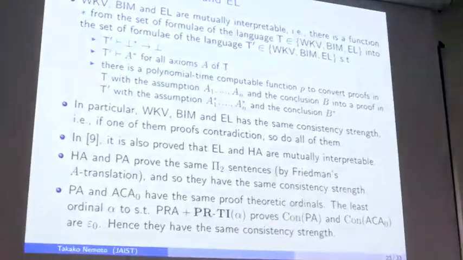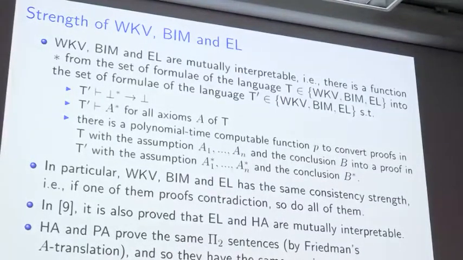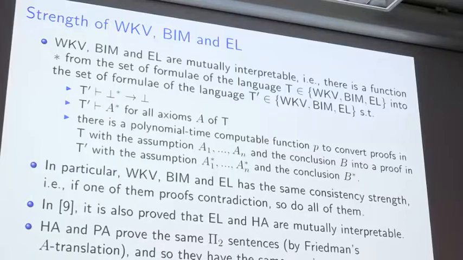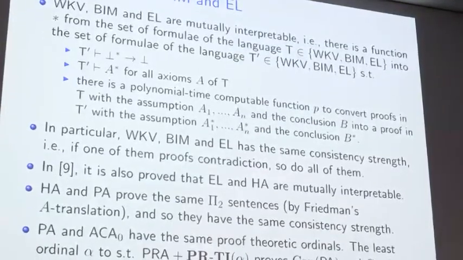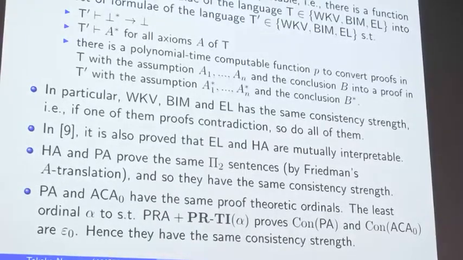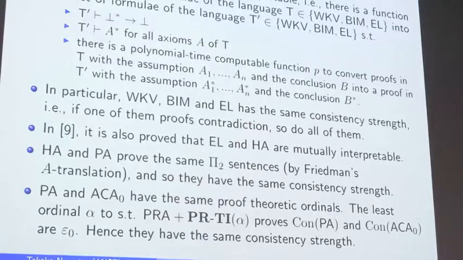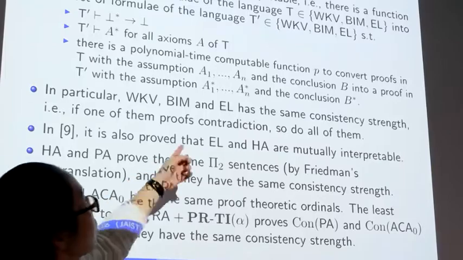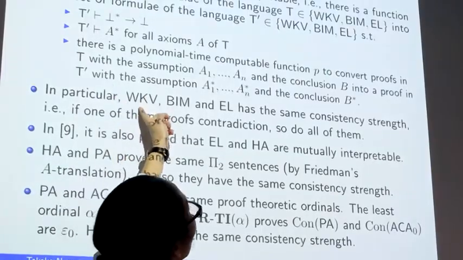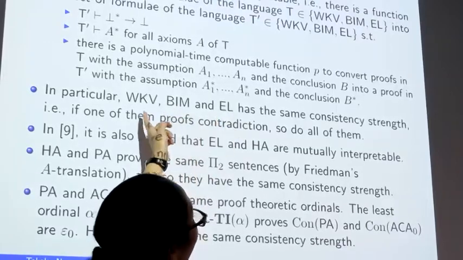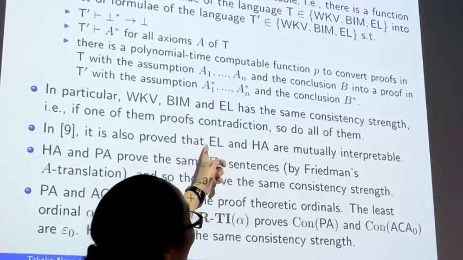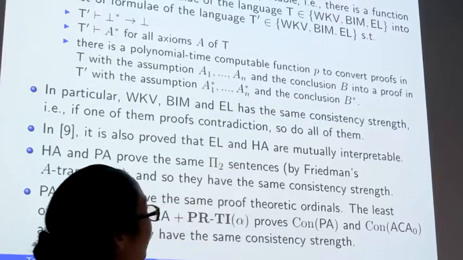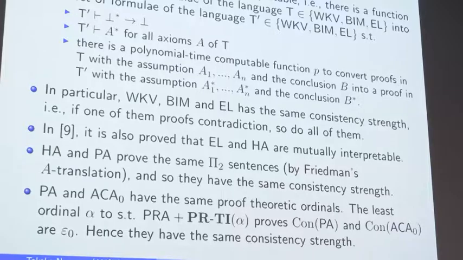And about the strengths of WKB, BIM and EL, actually they are interpretable. We can construct a function sending each formula to the other language, and they are equiconsistent. If one of them proves a contradiction, all of them prove a contradiction. But how strong are they? Because these three systems, WKB, BIM, and EL, have the same consistency strength, if we can compare one of them with a classical system, then it's enough.